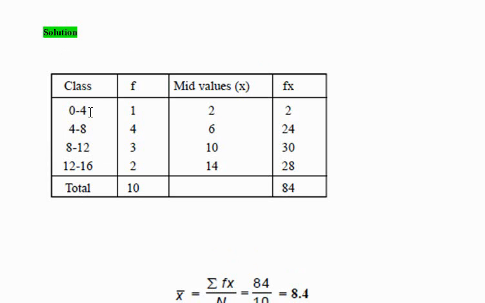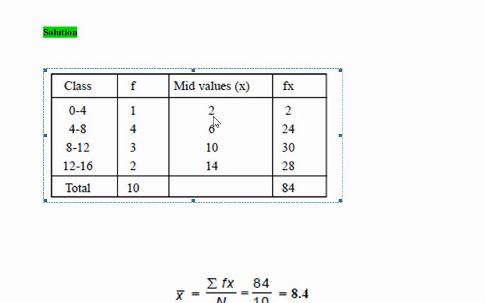So we have the classes 0 to 4, 4 to 8, 8 to 12, 12 to 16, with corresponding frequencies 1, 4, 3 and 2. Then x is taken as the mid value of these class intervals. To find the mid value, it is very easy: add the lower limit and the upper limit, then divide by 2. That means 0 plus 4 divided by 2, that is 4 by 2, it is 2. So that is the mid value of the class interval 0 to 4.